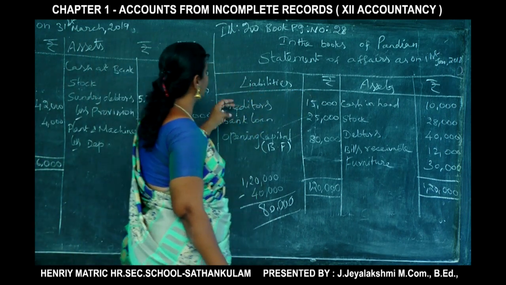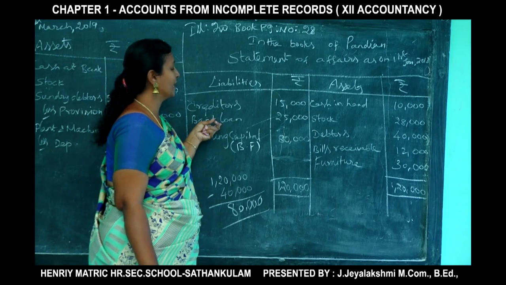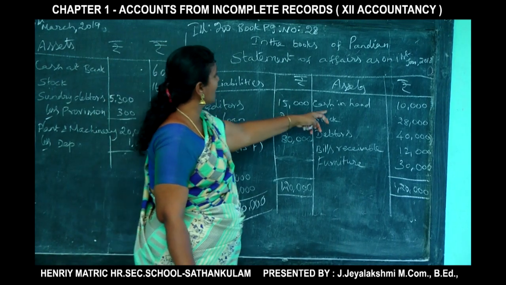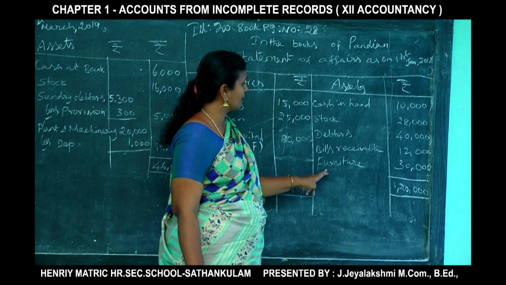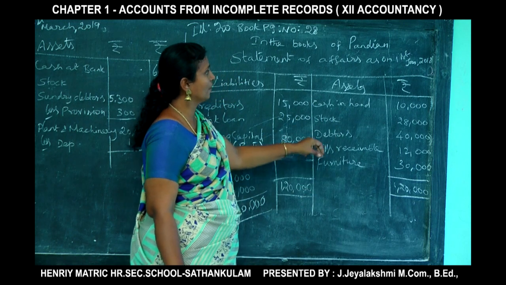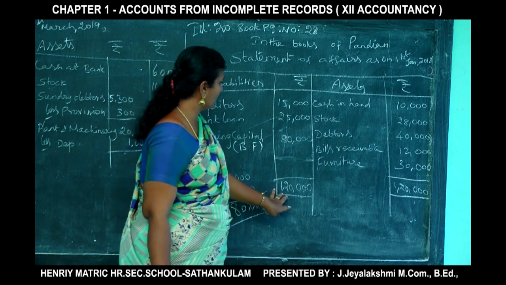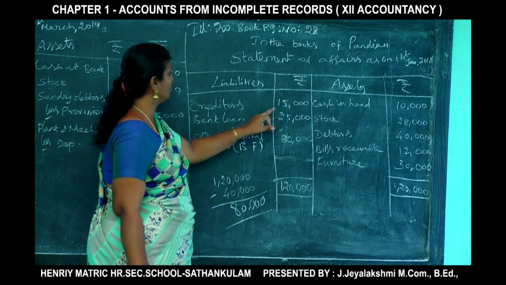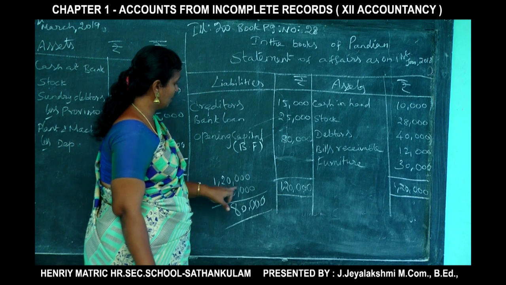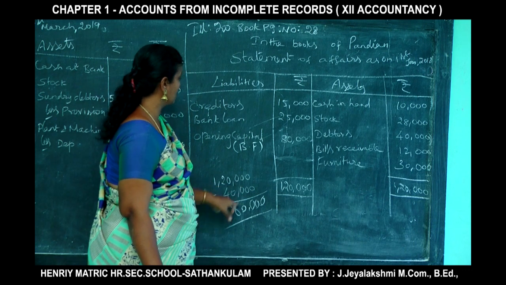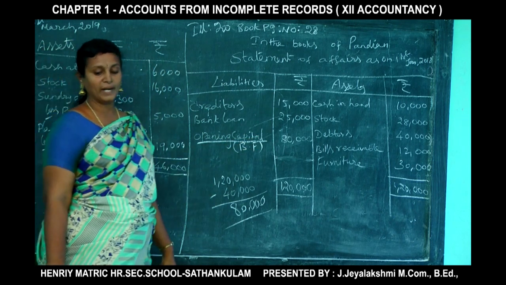Liabilities and asset side. Okay, here see creditors we have 15,000, bank loan 25,000 as per the opening. Then cash in hand 10,000, stock 28,000, debtors 40,000, bills receivable 12,000, furniture 30,000. This should be all taken for the 1st January. From that we have to take and write. Then we get 1,20,000. So we have to less the 15,000 and 25,000. If we add this amount, we get 40,000. So 1,20,000 minus 40,000, we get 80,000. The 80,000 is the opening capital. Now we got the opening capital 80,000.